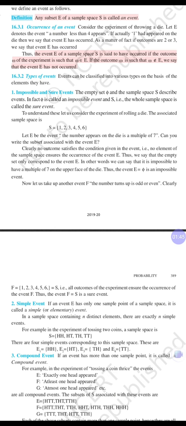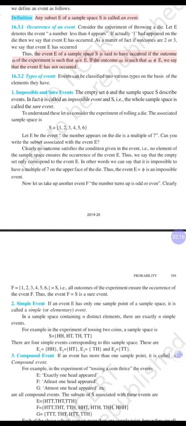Now what does it mean by event? Look here, compound event: here it is written exactly one head appears, if we give some condition, and out of which we get some sample space. So that smaller sample space out of the larger sample space becomes your event. So this is called our event.